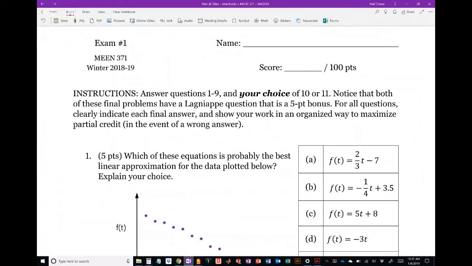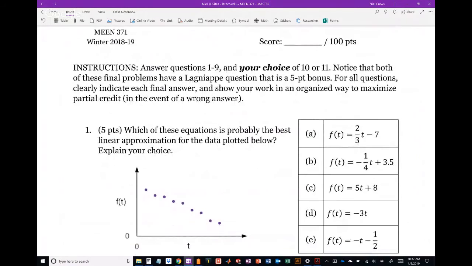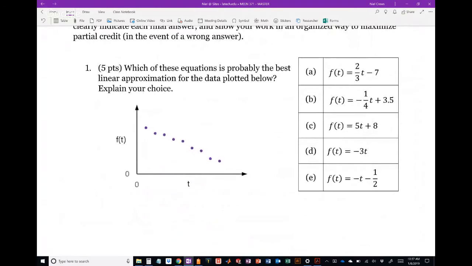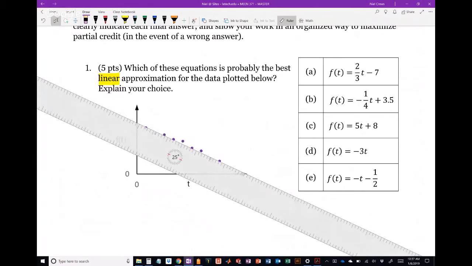Okay, I'm going to go over the exam and work the problem so you can see what the correct solutions were. All right, number one, which of the equations is probably the best? Okay, so we look at this. We recognize that this is going to be a linear approximation, so we'll draw an appropriate line through here or something like that.